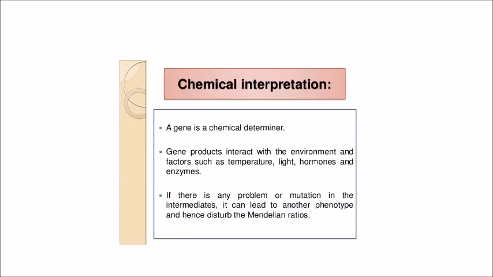As you all know, a gene is a chemical determinant. Gene products interact with the environment and factors such as temperature, light, hormones, and enzymes. If there is any problem or mutation in the intermediates, it can lead to another phenotype, and it disturbs the Mendelian ratio.